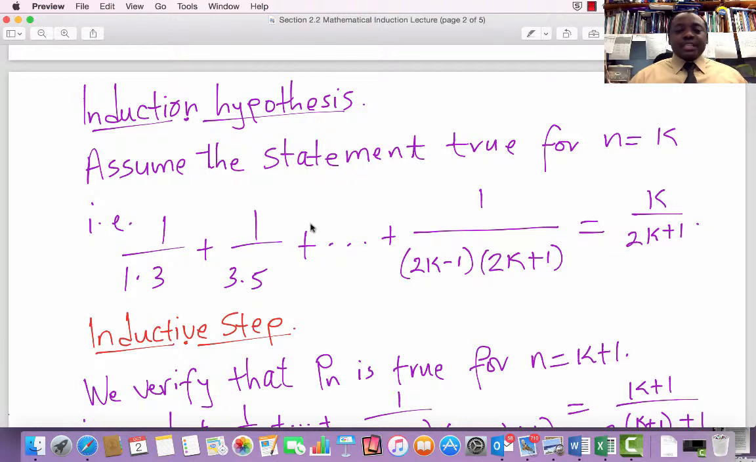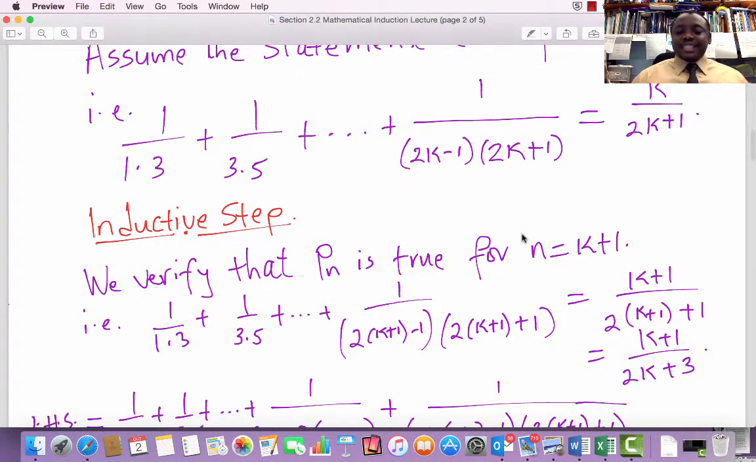For the induction hypothesis, you do not prove anything. We simply assume that the statement is true for n equals some positive integer k, i.e., we're saying that 1 over 1 times 3 plus 1 over 3 times 5 plus ... plus 1 over (2k minus 1)(2k plus 1) equals k over 2k plus 1. This is our induction hypothesis. We now proceed to step 3, the inductive step.